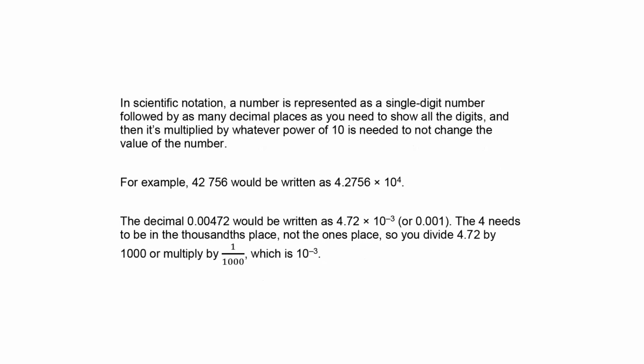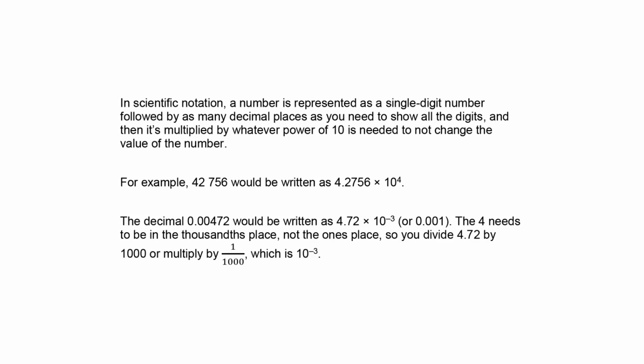The decimal 0.00472 would be written as 4.72 times 10 to the -3rd, or 0.001. The 4 needs to be in the thousands place, not the ones place. So you divide 4.72 by 1,000, or you multiply by 1,000, which is 10 to the -3rd.